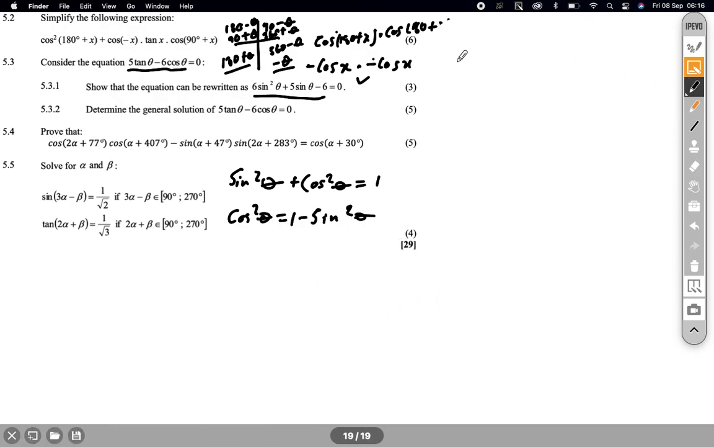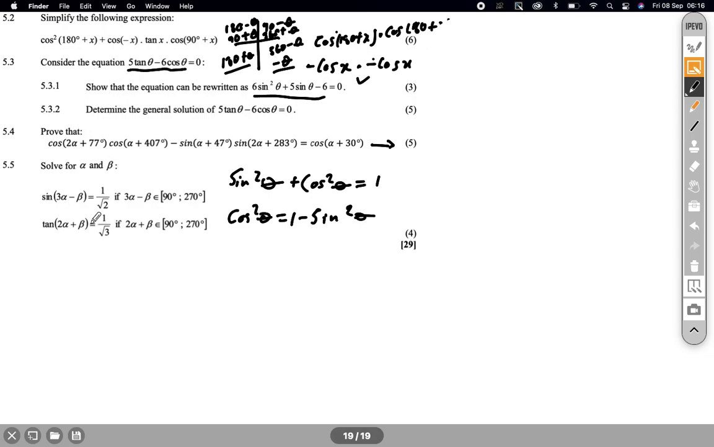Okay, now we have prove that. Okay, this is going to take time, so I'll create a separate video of that. Okay, so 5.5, solve for alpha and beta.